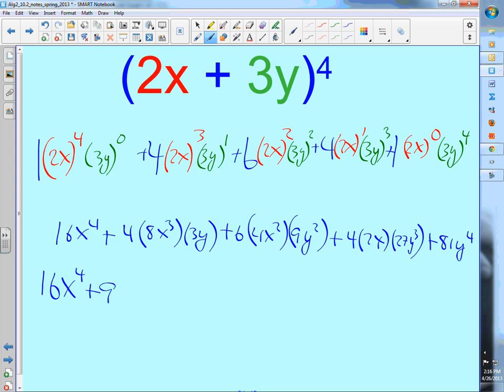So then 96, x to the 3rd y. 6 times 4 times 9, that's 216, x squared, y squared. And 8 times 27, 216 again, x y cubed. And then 81, y to the 4th.